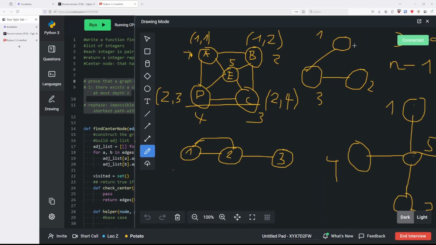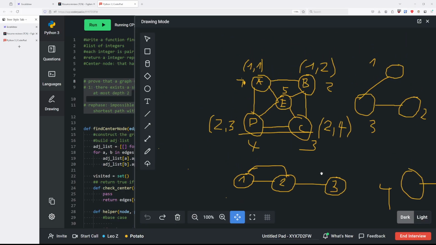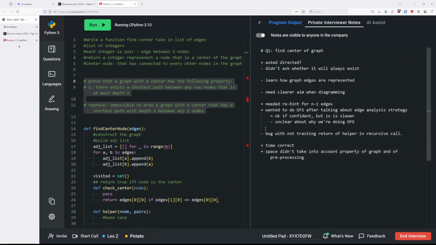Yeah, I mean all of that, right? One thing is that you didn't understand how edges were represented. You were putting a pair of numbers per node. That's not the right understanding, right? So feedback for that: go study graphs again, I guess. Go study how edges are represented. That's the first piece.